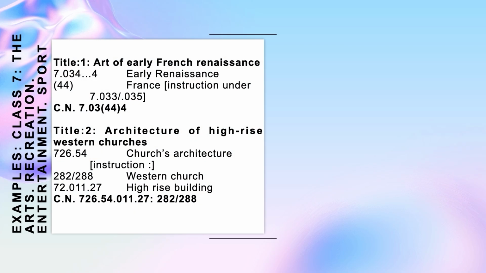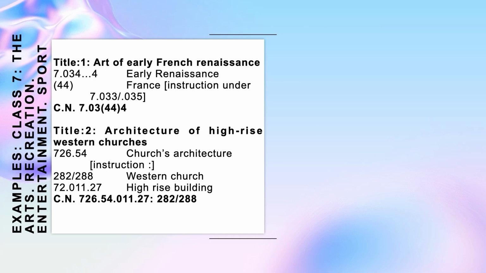So the title 1, art of early French Renaissance. So you see the early Renaissance is 7.034 triple 4 and France is within the parenthesis 44, and there is an instruction under 7.033 to 0.035. So according to this instruction, the class number will be 7.03 within parenthesis 44 then 4. So you see this 3 dot number will be replaced by the other number, that is the place.